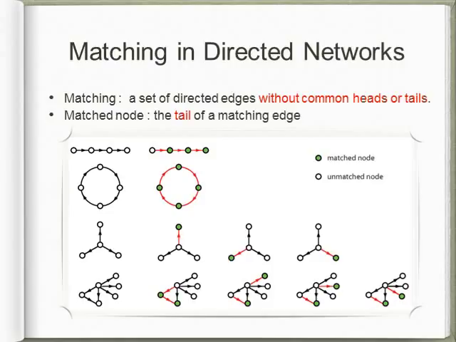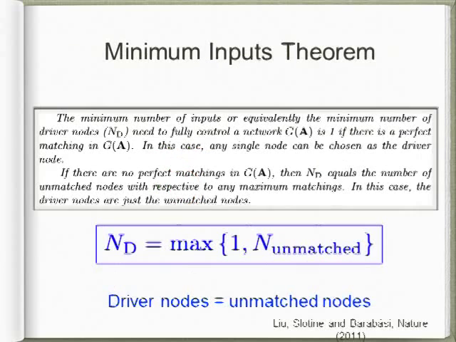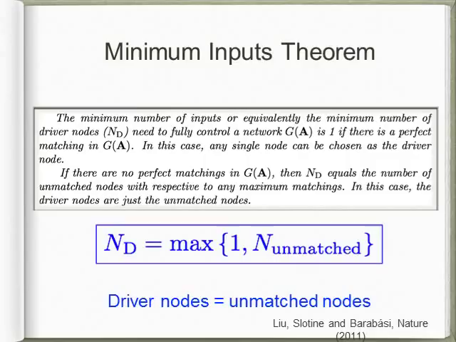And then based on the concept of matching in a directed network, we prove the so-called minimal input theorem. So basically for a structured system, the minimum number of driver nodes is given by the number of unmatched nodes. If all the nodes are matched, then you need at least one signal to control the system.